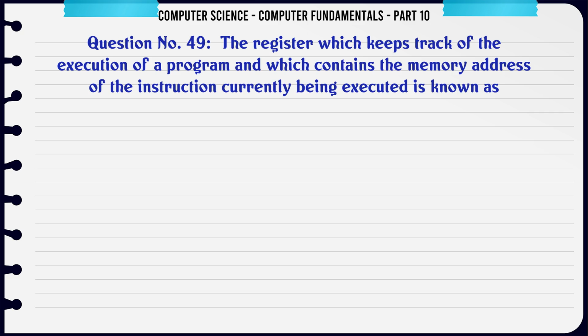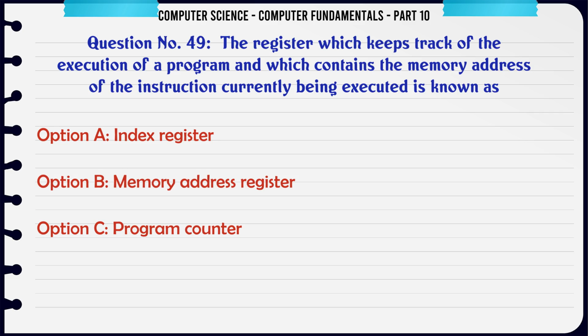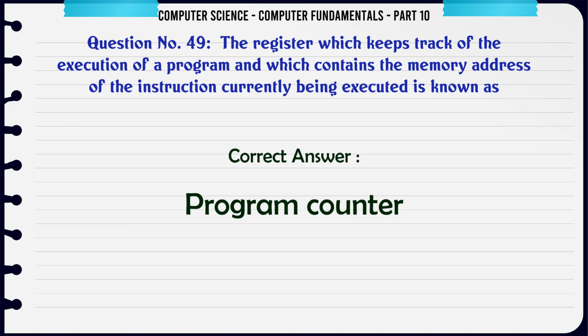The register which keeps track of the execution of a program and which contains the memory address of the instruction currently being executed is known as A. Index register. B. Memory address register. C. Program counter. D. Instruction register. The correct answer is program counter.